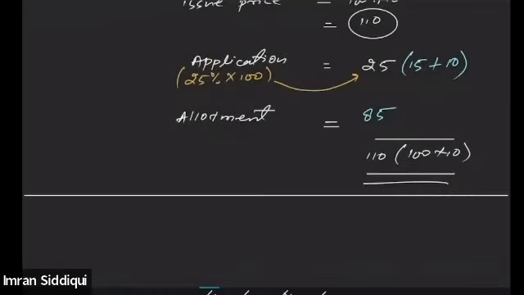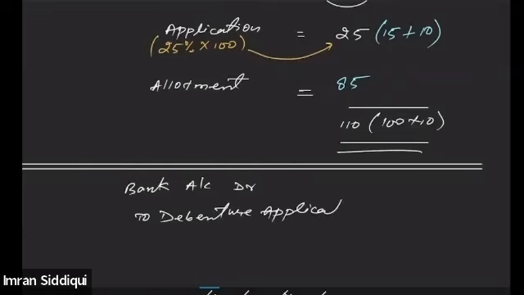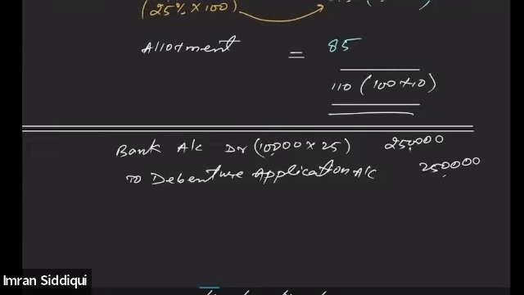Now we can pass the journal entries. As usual, the first entry will be for the application, which will be bank account debit to debenture application account. Bank account will be debited by 2,50,000: 10,000 debentures have been issued, and on application we will be receiving 25 per debenture, so 2,50,000 will be received on application, including the amount of premium as well.